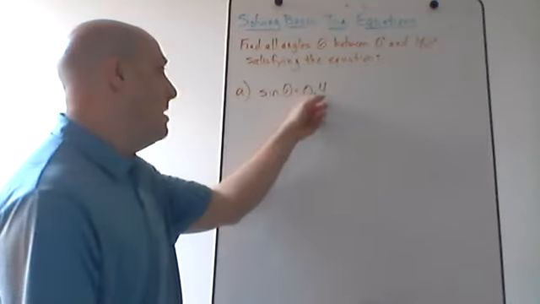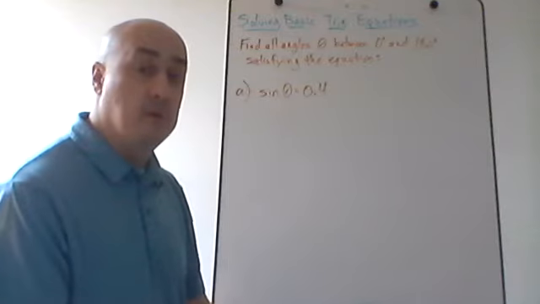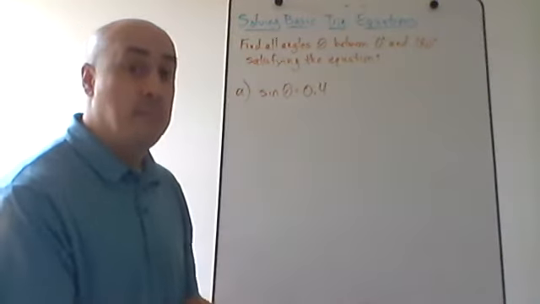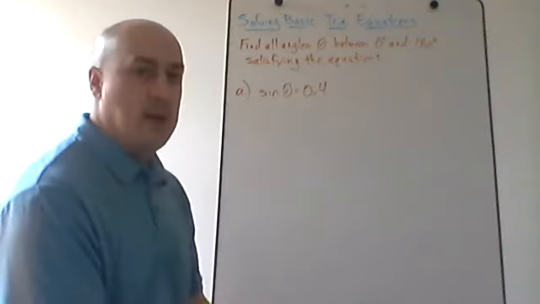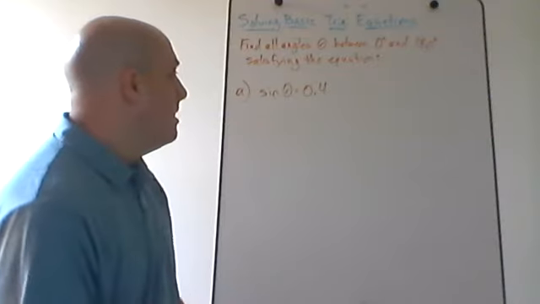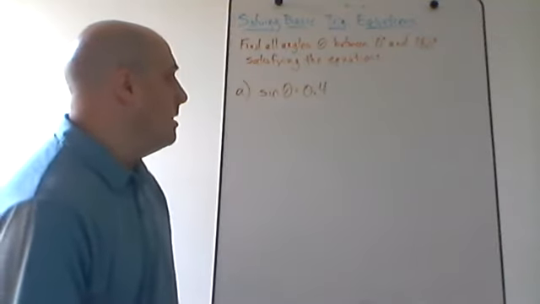If it had said sine of theta equals root 2 over 2, well, root 2 over 2, I know that's on the unit circle. Let me just use the unit circle to get my answer. But when I have a number like this, 0.4, I've got to use a calculator. All right, so sine of theta equals 0.4.